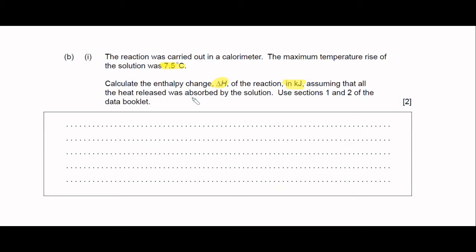Assuming that all the heat released is absorbed by the solution. So actually here we are making an assumption that the complete heat energy released during the reaction is absorbed by the solution only. It is not absorbed by the calorimeter we are using, or the thermometer or the stirrer inside it. So that is an assumption that we are making here. Now let's see how to work this out.